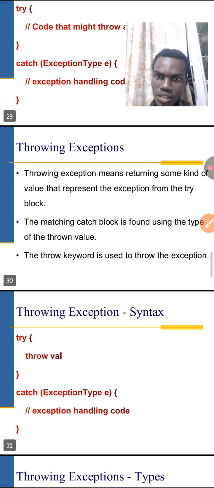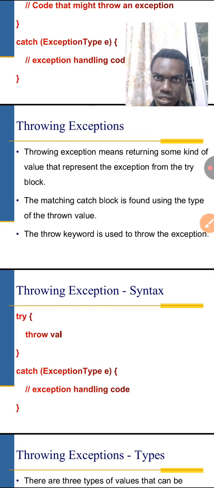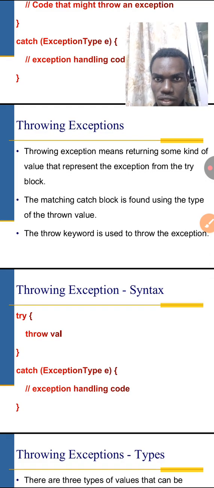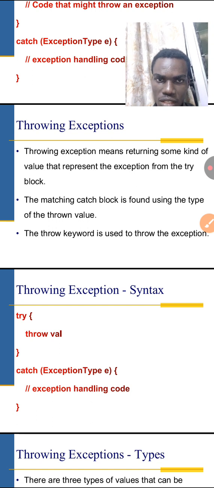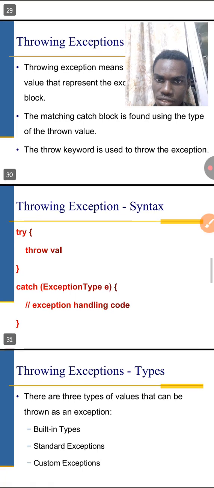Now, throwing exception. Throwing exception means returning some kind of value that represents the exception from the try block. The matching catch block is found using the type of the throw value. The throw keyword is used to throw the exception. So you can see it.